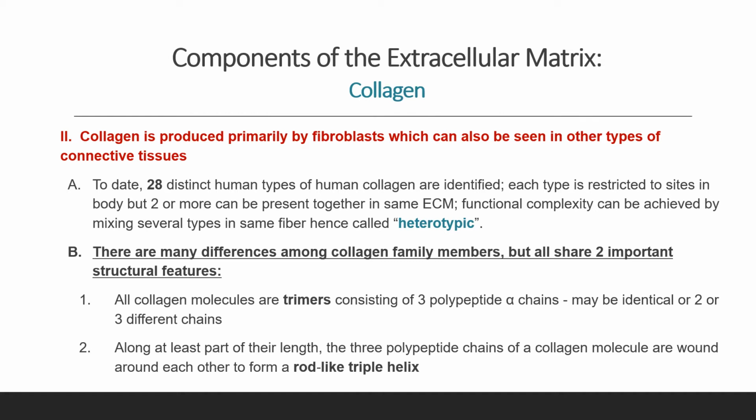Okay? So, along at least part of their length, the three polypeptide chains of a collagen molecule are wound together to form a rod-like triple helix. Okay? So, that's the conformation of how the collagen fibers, or the collagen, look like.